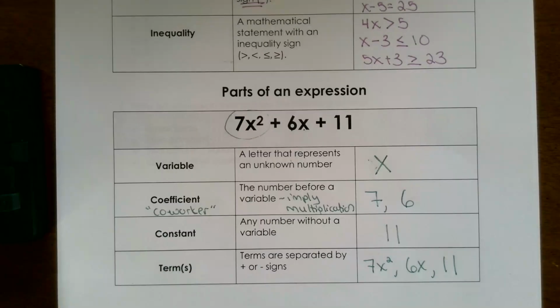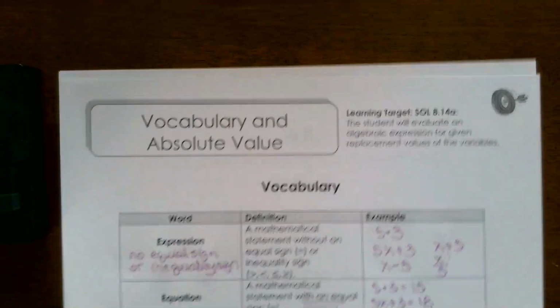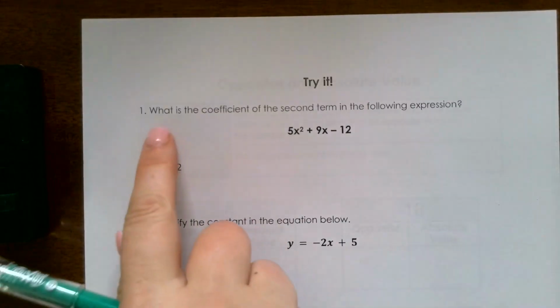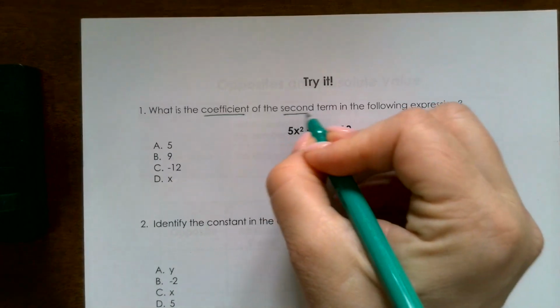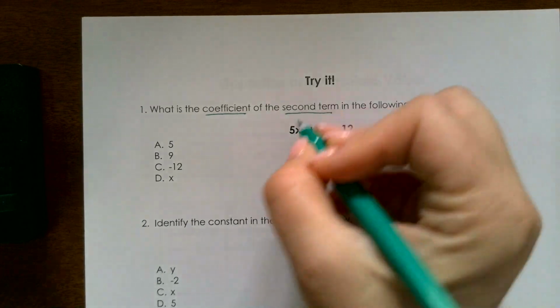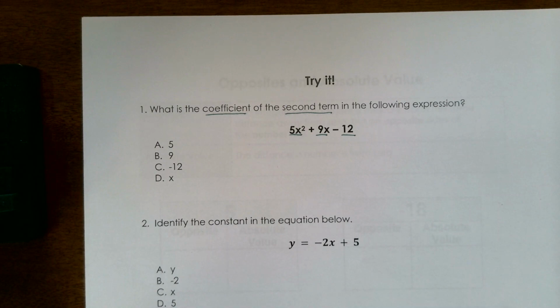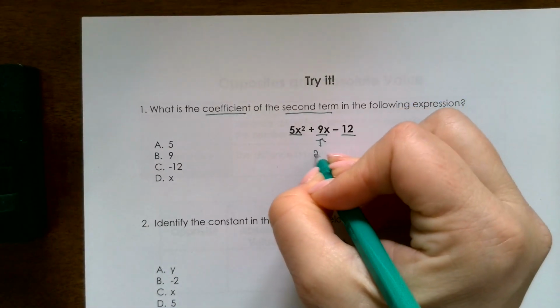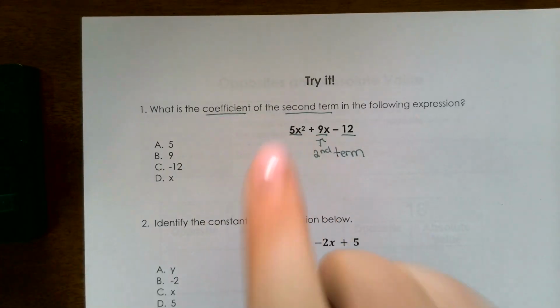Let's go on to page 6 and apply what we've learned on page 5 to a couple questions you might see. What is the coefficient? So I'm looking for the coefficient of the second term in the following expression. So I need to know two things. First, what is the second term? Remember, a term is separated by mathematical operators. So 5x squared is a term, 9x is a term, and I've got that 12 as a term. My second term is 9x. So what is the coefficient? It's 9.